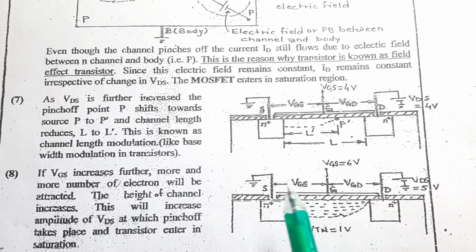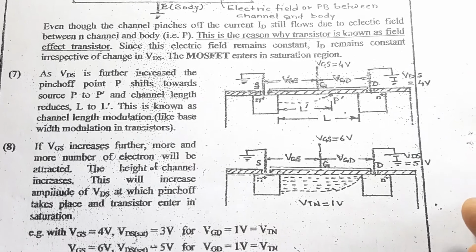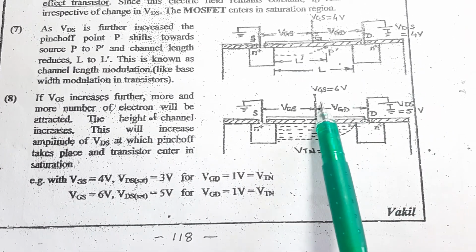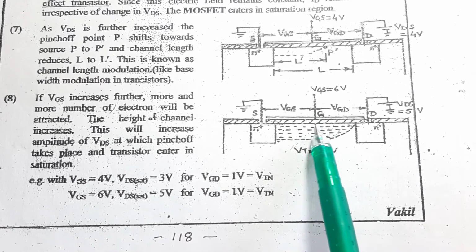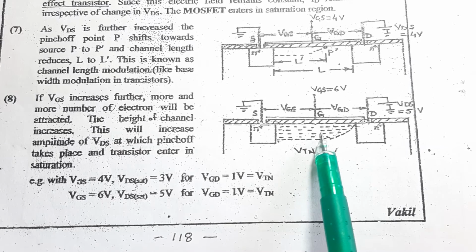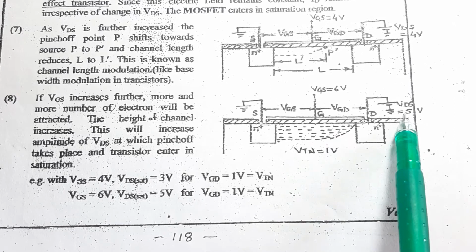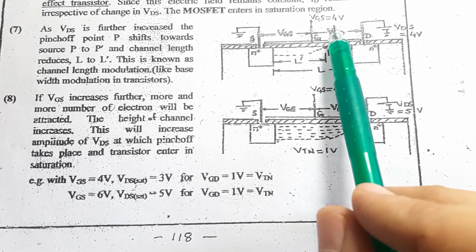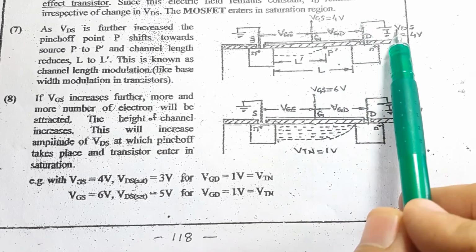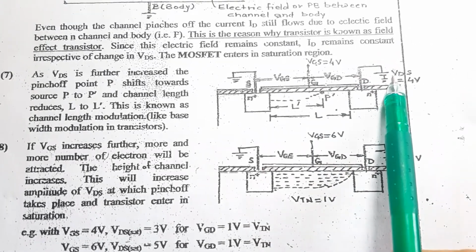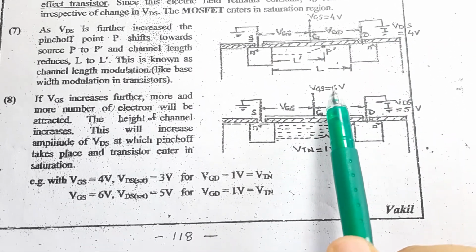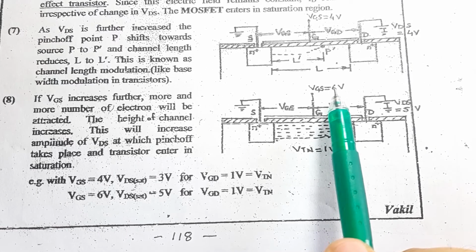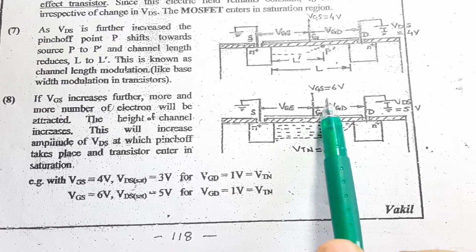Now if your VGS increases further, more and more electrons will be attracted towards the silicon dioxide. That means the height of the channel increases. This will increase the amplitude of VDS at which the pinch off occurs. Initially when your VGS was at 4 volt and your VDS was at 3 volt, the pinch off did occur at VGS equals 4 and VDS equals 4. Now if you want more electrons irrespective of the pinch off point, then you increase both your VGS and your VDS.